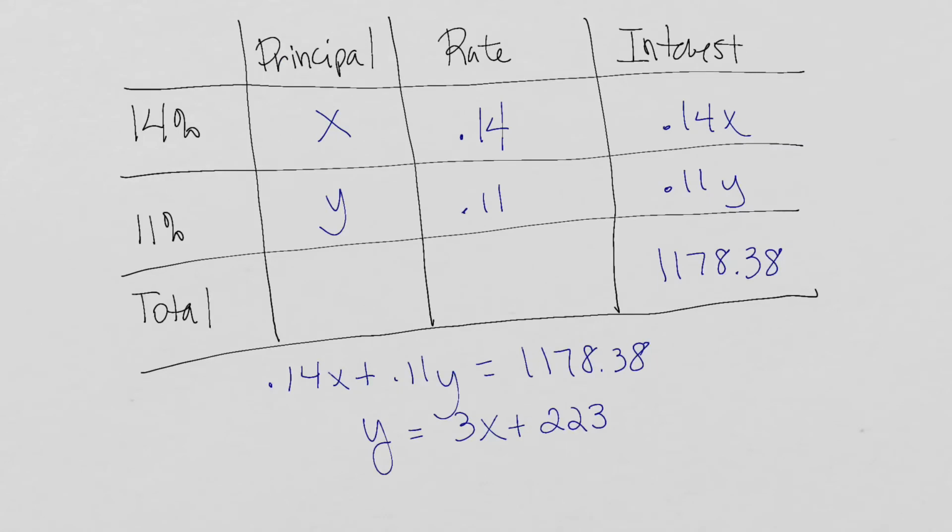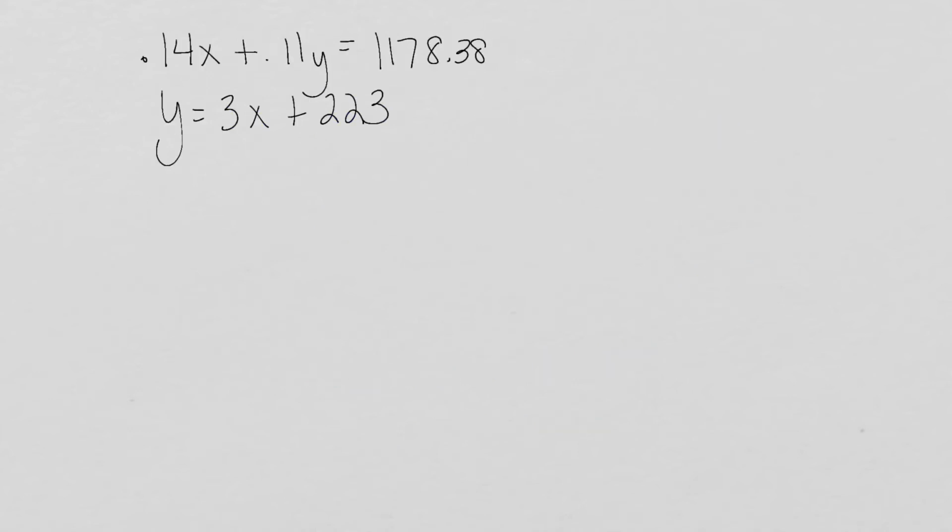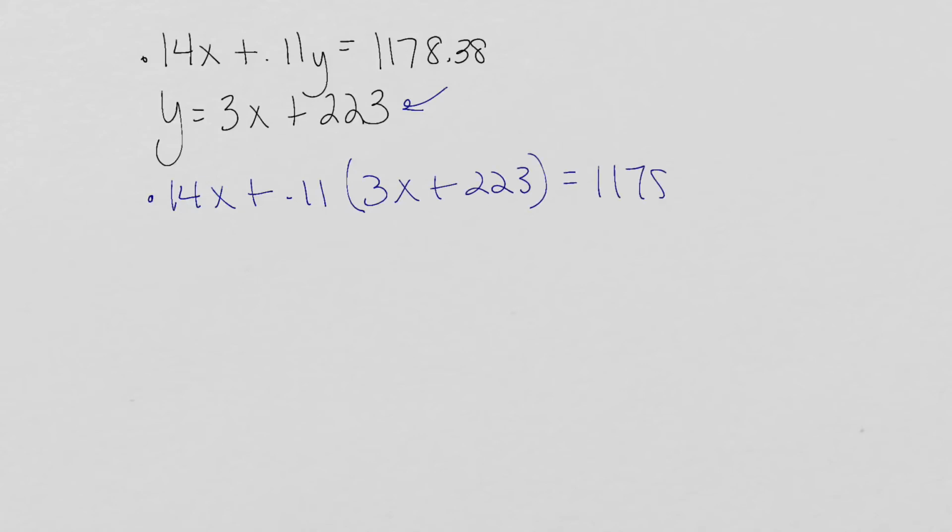Here I've transferred that second equation onto the same page as the table. Y equals 3x plus 223. Here are the two systems of equations. Since the second equation here is already solved for y, I am going to go ahead and use substitution. That is going to give me 0.14x plus 0.11, replacing the y, 3x plus 223 equals 1,178.38.